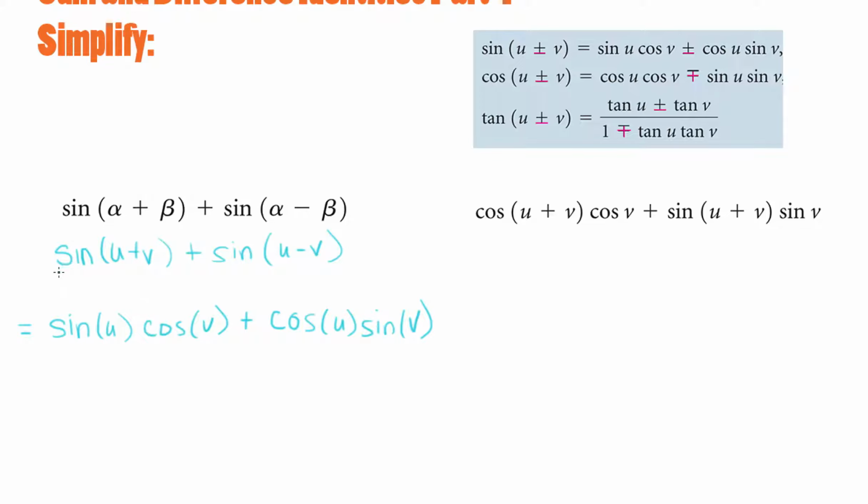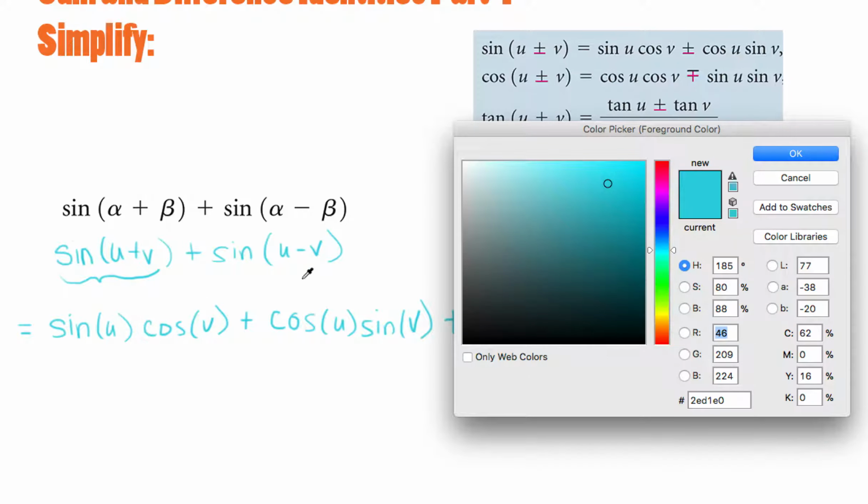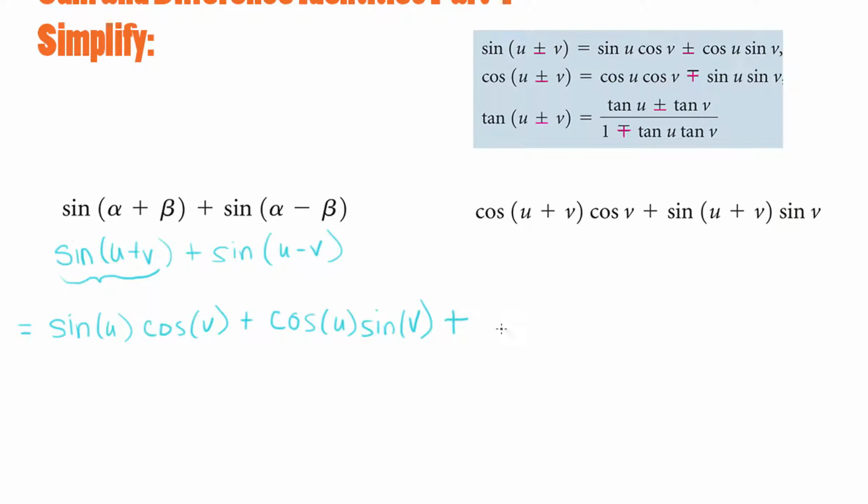That's just the first part. By the same token, we have sine of u minus v, and this plus is this one. Now we write the identity of sine of u minus v, and let me use a different color so we can differentiate them. It's sine of u times cosine of v minus cosine of u sine of v.